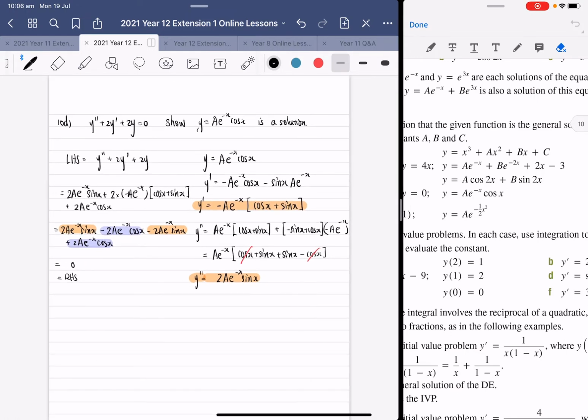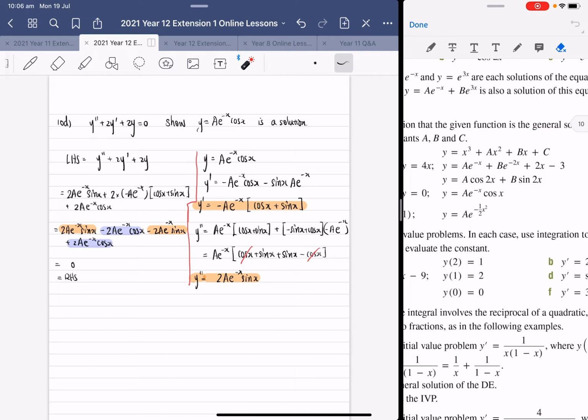Right, so as you can see, that's how this question needs to be done. You just need to follow the question. According to the question, you need to show this is equal to 0. So you need to find out what y double dash is, what y dash is, and what the original function is. Substitute the values inside to get the value. Okay, so that's how you show that it is also a solution of a differential equation.